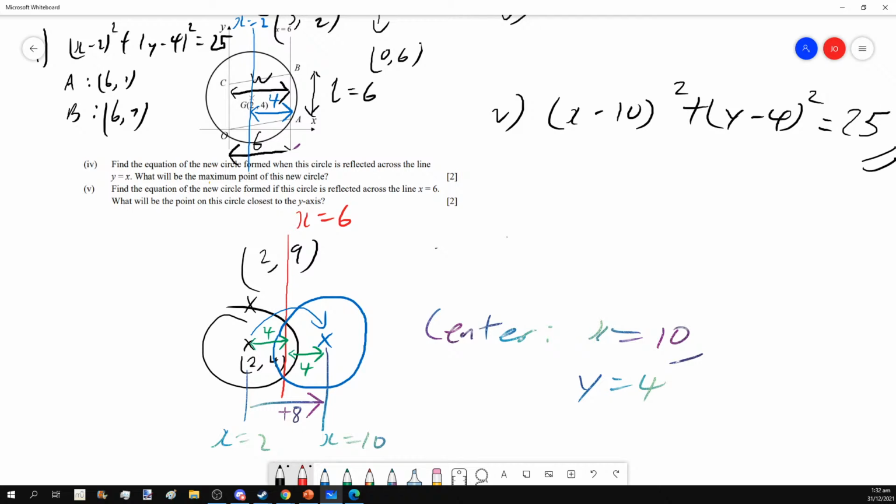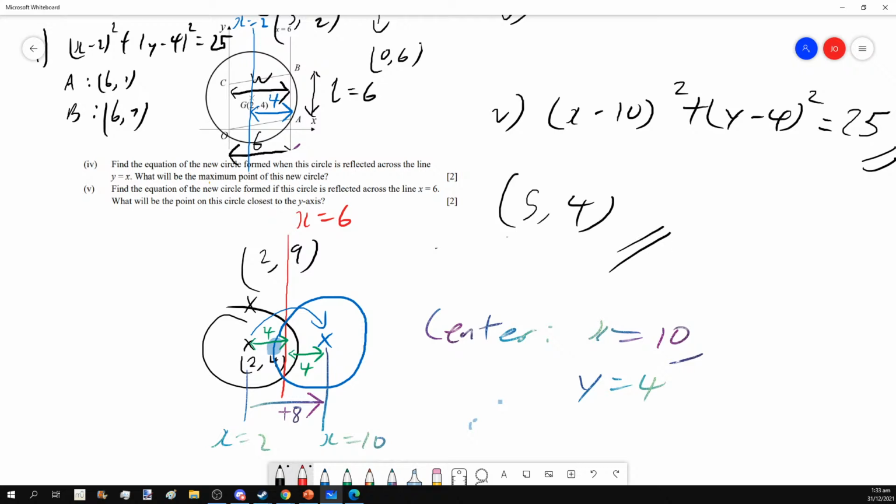From here, the question asks, what would the point on the circle closest to the y-axis? So if you look at this diagram we have drawn again, everything is on the right of the y-axis, and therefore the point closest to the y-axis will simply be the leftmost edge. And therefore I will start from the center, which is 10, 4, and then I will travel all the way to the left, which will be 5 units. So 10, 4, travel 5 units to the left, it will be minus 5, i.e. we will get 5, 4.